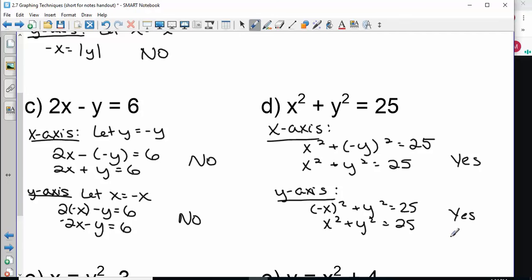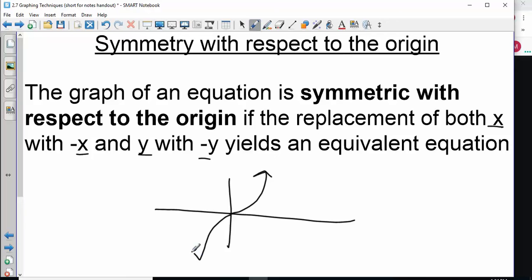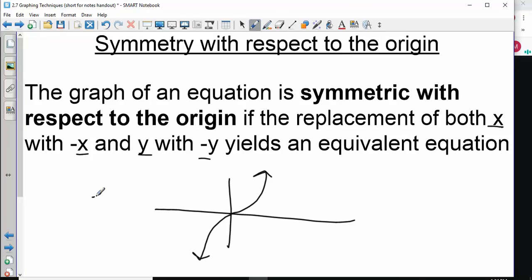The third type of symmetry is symmetry to the origin. If it's symmetric to the origin, you're going to replace the x with a negative x and the y with a negative y. An example of a graph that's symmetric to the origin is the cube function. Basically, you have to flip it over both the y and the x-axis, and then it overlaps itself. Okay, so it takes two flips, and then it overlaps. So we're going to do a couple and just check the symmetry to the origin on those.